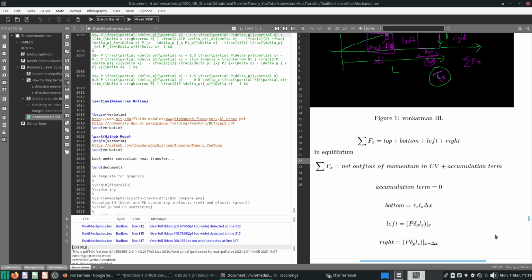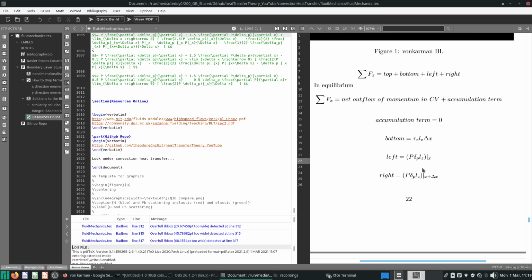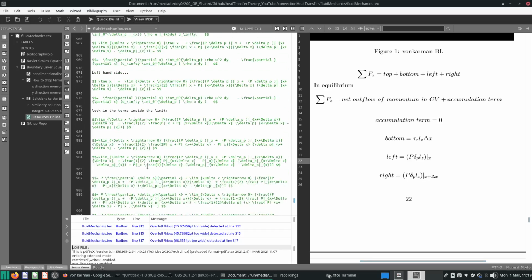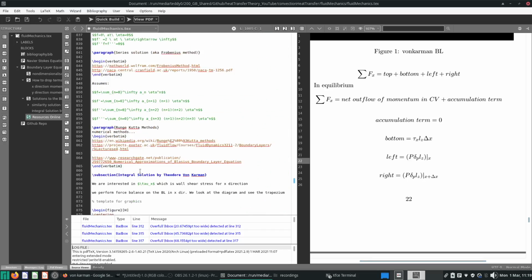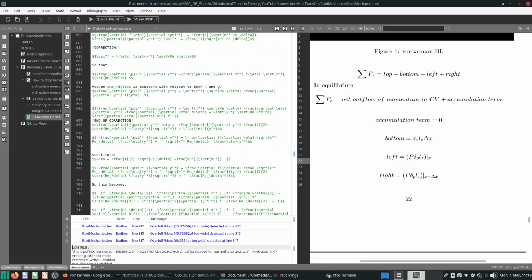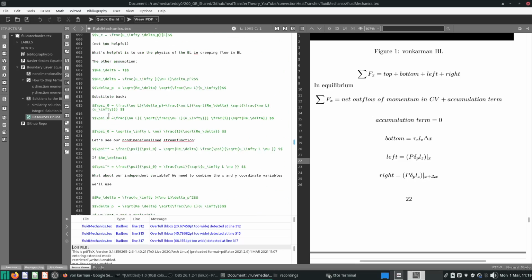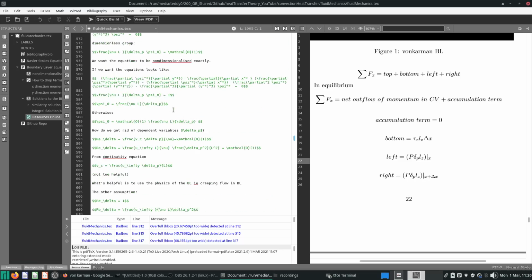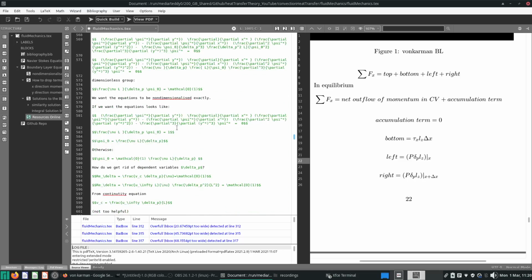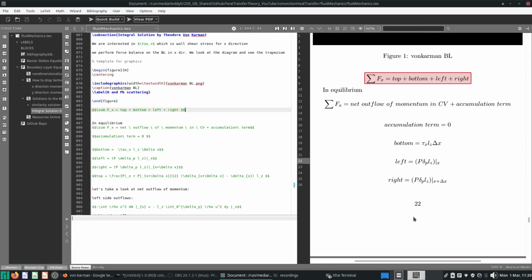And guess where the careless mistake is? It's right over here. Okay, so I forgot to put a minus sign here. Let's go back to the part where we take our force equilibrium. Wow, that's a very costly mistake. Okay, and then let's see where everything else has to flow from there. Okay, so no, this is similarity transform. Integral solution is here. Yeah.